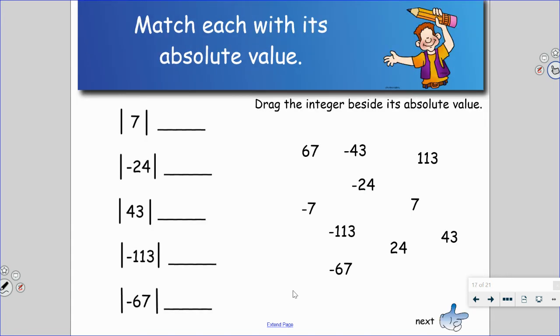Let's do a little practice. Pause your video, write the absolute values, come on back when you're ready. And so to no surprise, absolute value of 7 is 7 steps away from 0. -24 is 24 steps away from 0. 43, still 43. 113 and 67. It does not mean take the opposite of the sign. It means how many steps, what is the distance from 0.